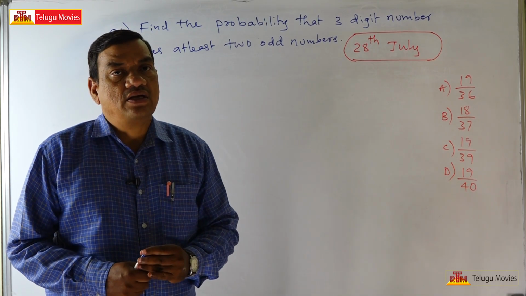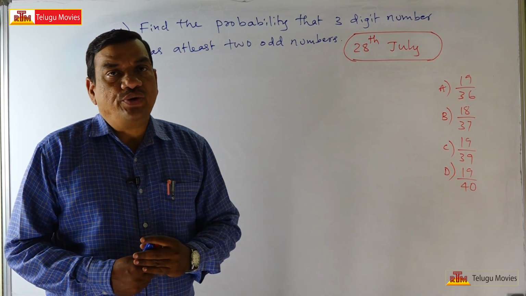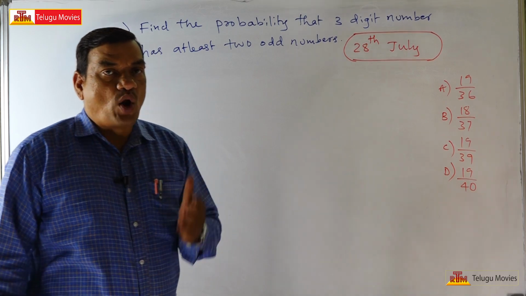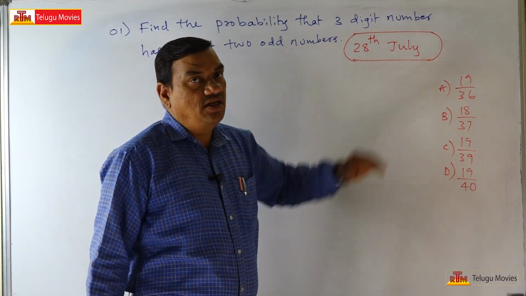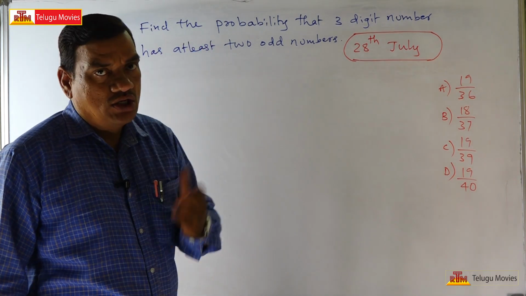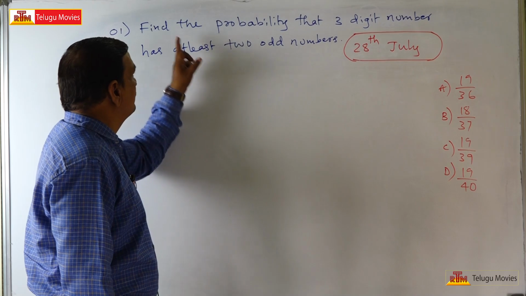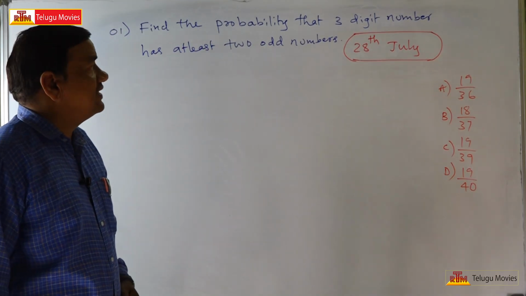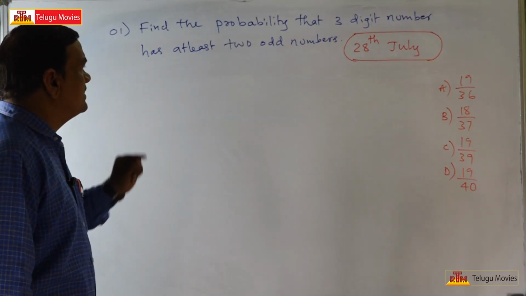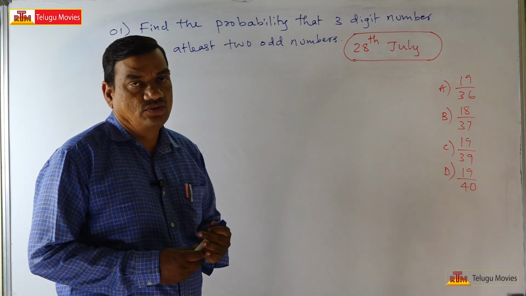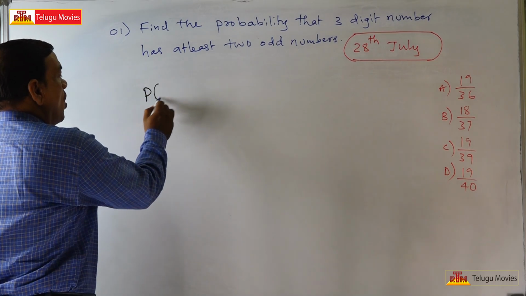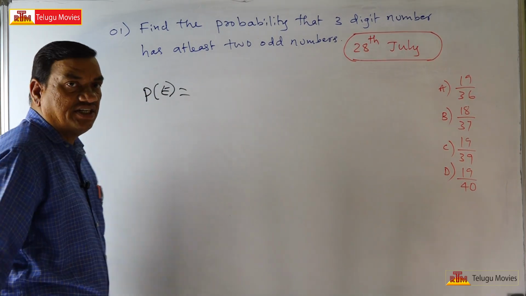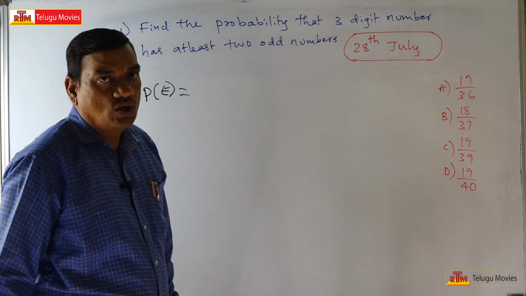Dear students, today I am going to explain the problems of the JEE Mains examination which were asked on 28th July, that is yesterday. Okay, so coming to the first problem: find the probability that a 3-digit number has at least 2 odd digits. That means the probability of a 3-digit number which has at least 2 odd digits.